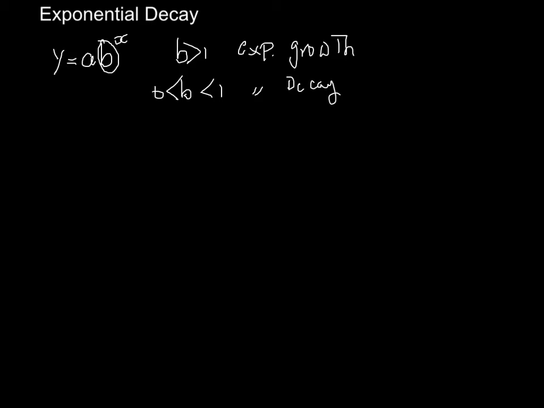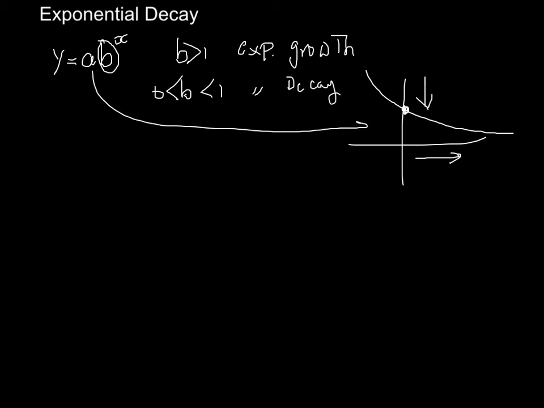The graph of an exponential decay looks like the following. As x increases, the value of y decreases. The point here is that when x is equal to 0, y becomes a, which is the y-intercept. So this is your y-intercept here.